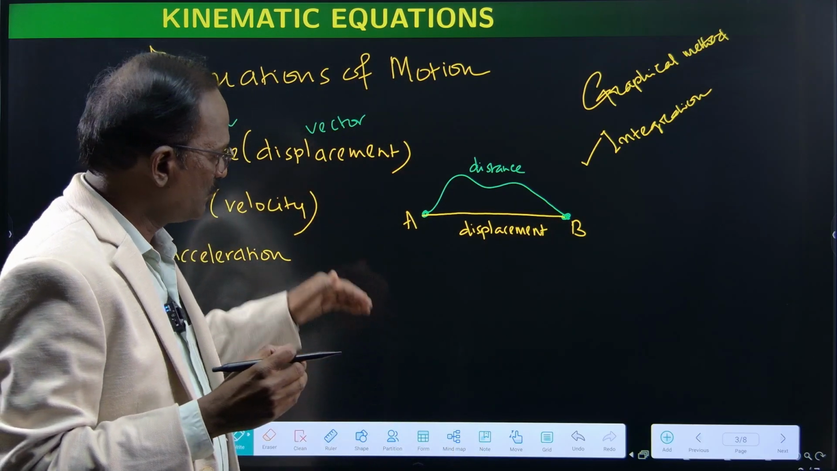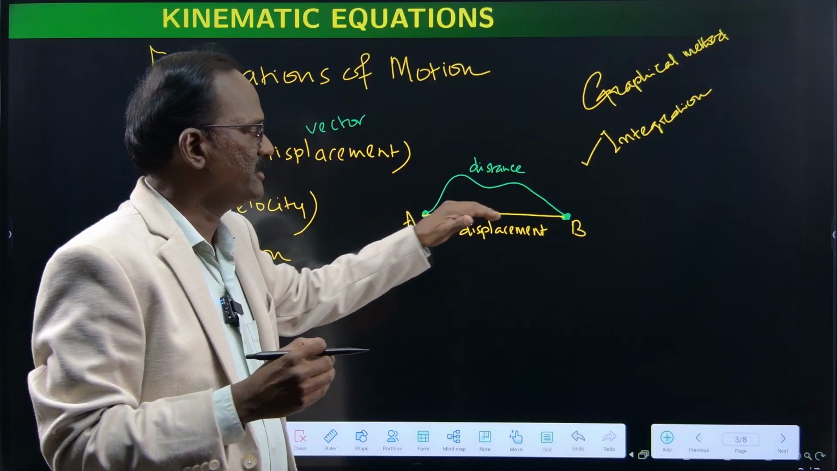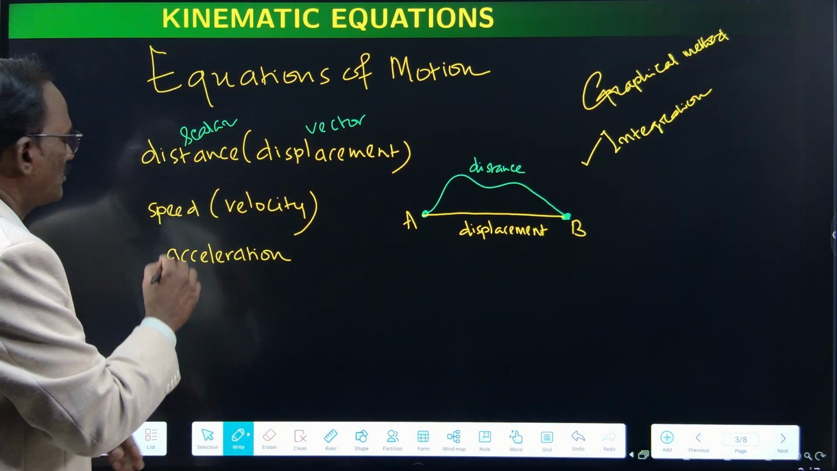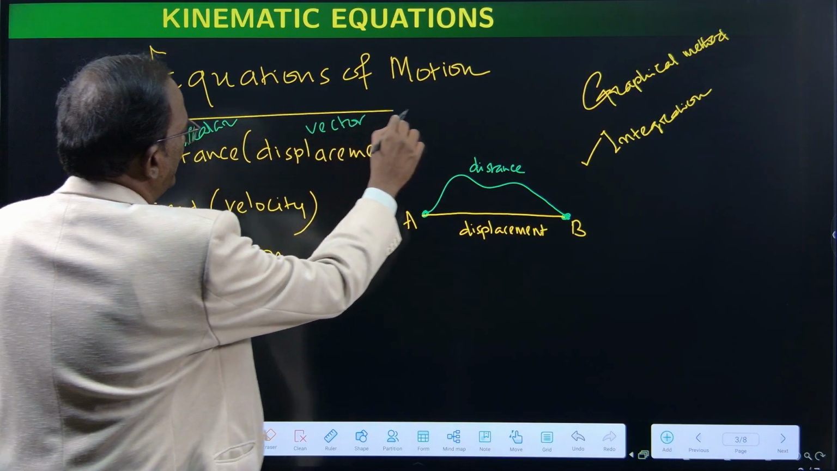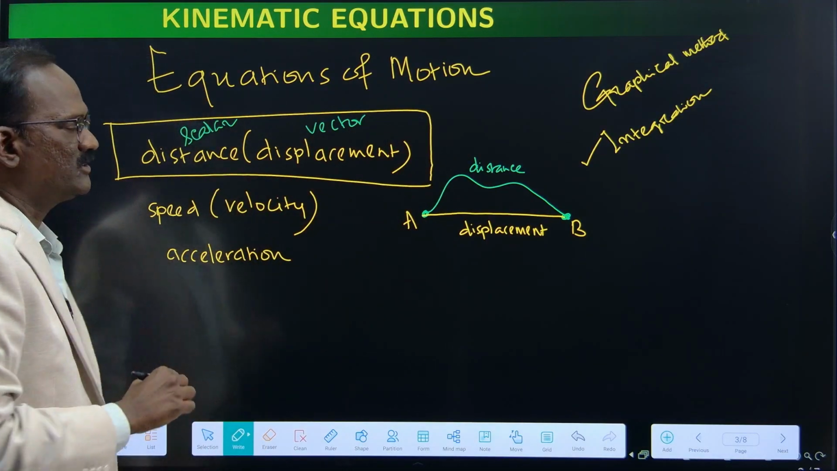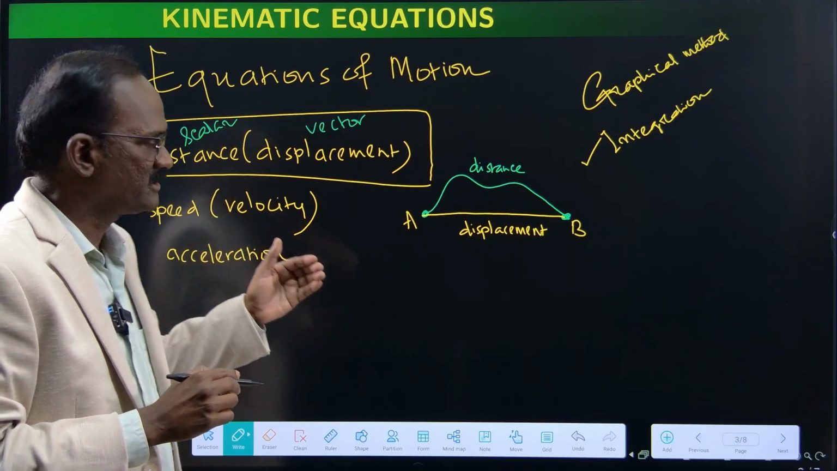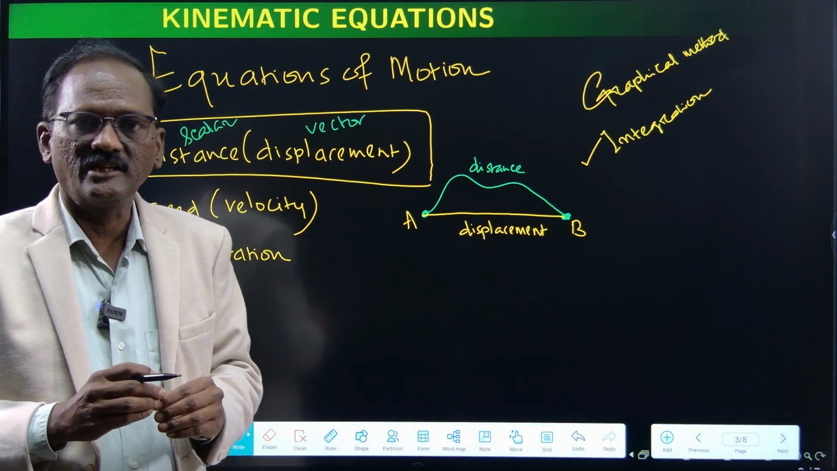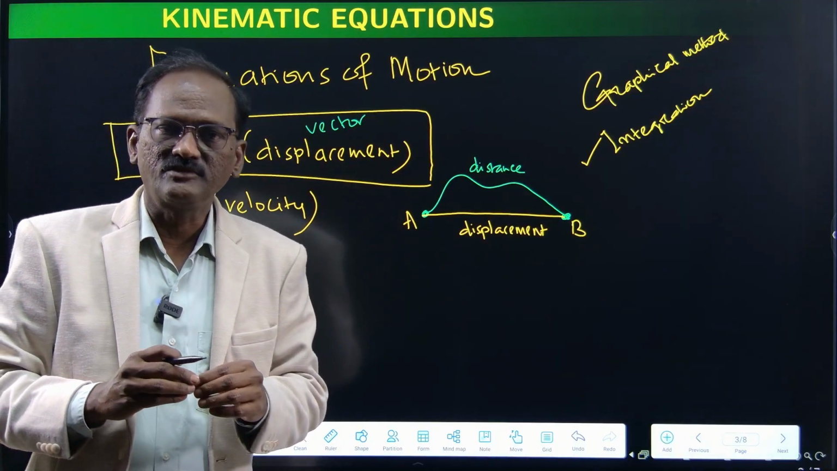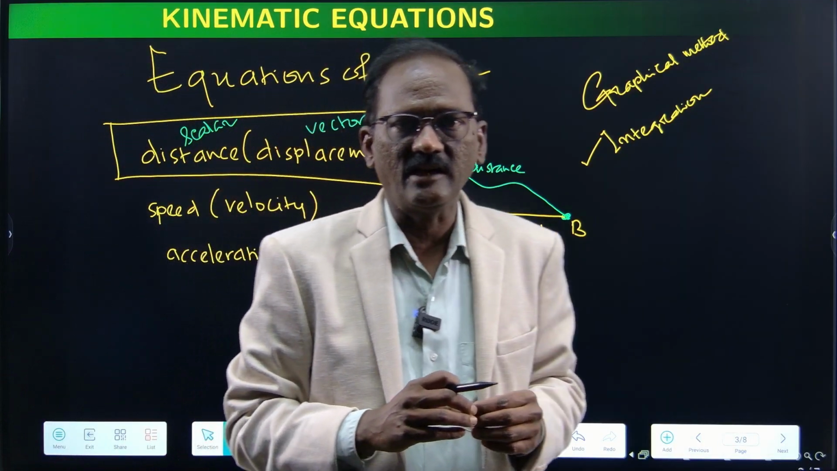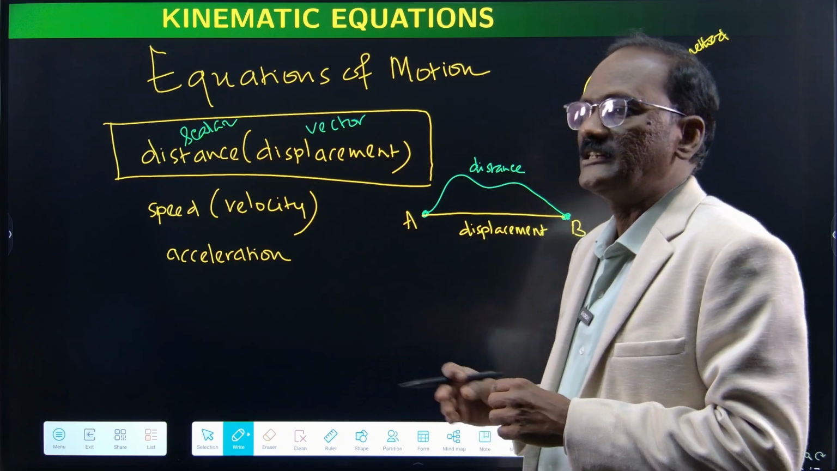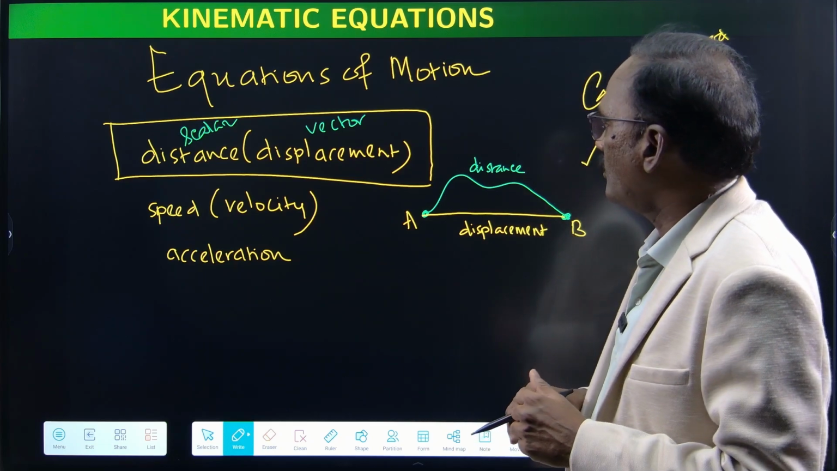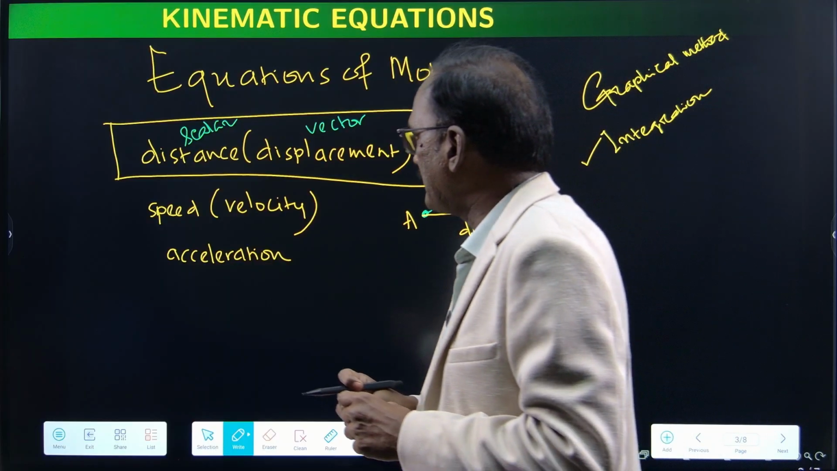Sometimes the object can move along a straight line from A to B. In this case, distance and displacement are the same, right? A detailed video has been made to explain distance and displacement, speed and velocity. A separate video has been made and its link is given in the description box. If you are interested, you can go and watch that video also, right? So these are some basic definitions.